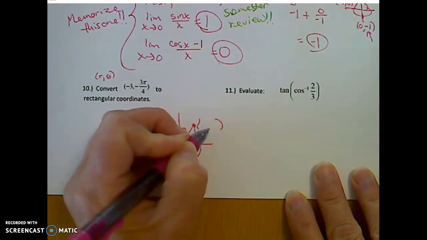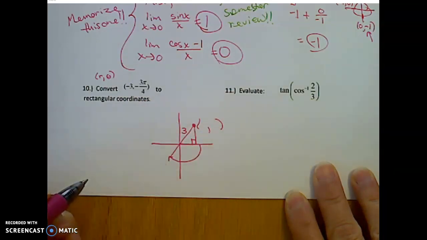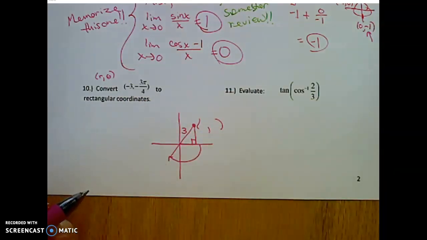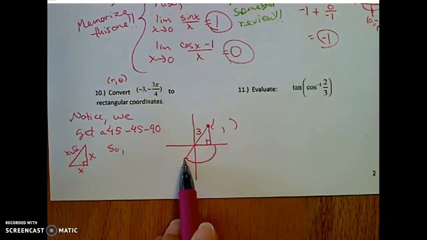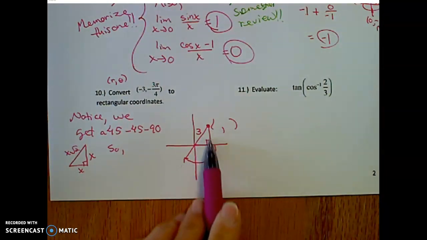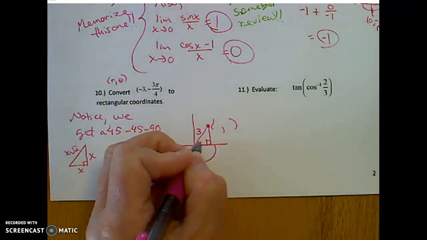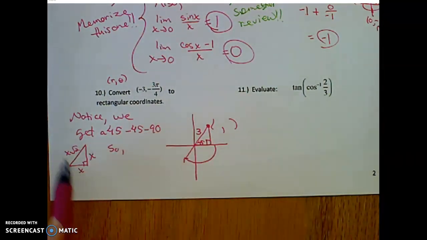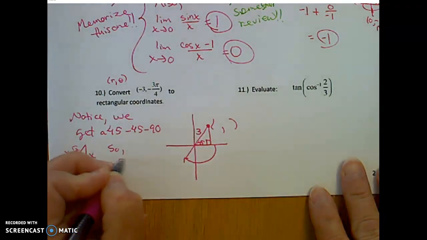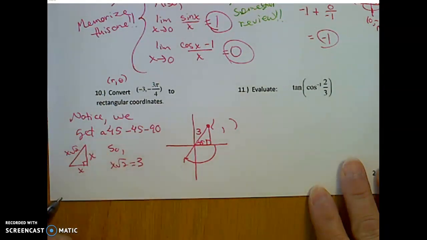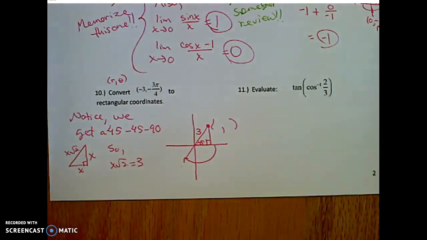Nice and rectangular, and I want to find that ordered pair. Let me pause to save some time. Okay, notice if this was 3 pi over 4, in the first quadrant this is a 45, 45, 90. There's my pattern, so that means that my x root 2 side is equal to 3. Take a moment and solve for x.